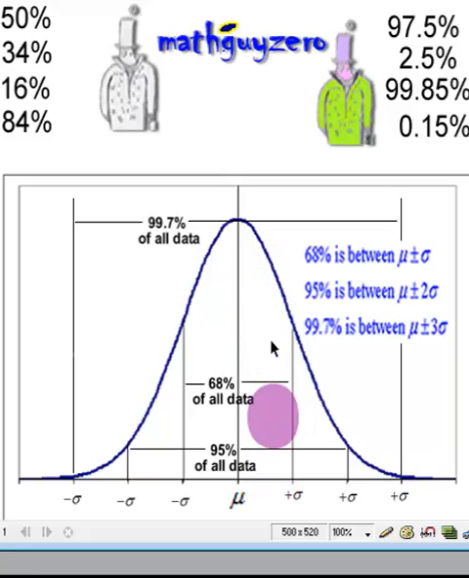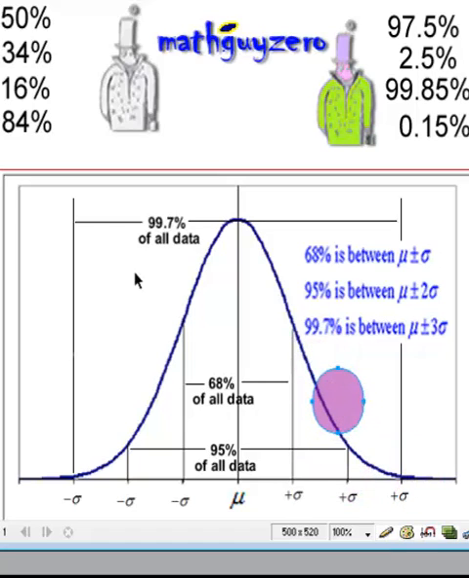That's this slice right here. So if this is 34%, this slice right here is also 34%. And if you do 34% on this side and then add the 50% from the mean on this side, that means that this chunk right here is 84%, and then this chunk on this side has to be 16%. So that's the first rule.